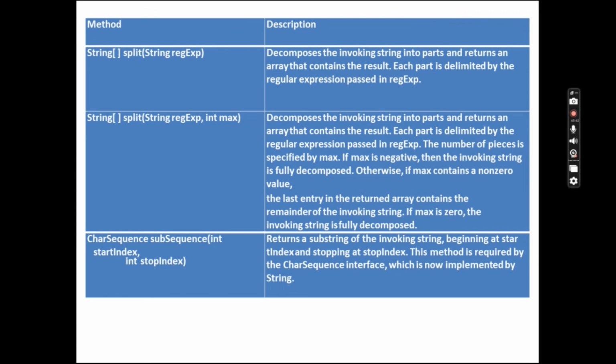The split method decomposes the invoking string into parts and returns an array that contains the result. Each part is delimited by the regular expression passed in regExp. With the second version of split, the number of pieces is specified by max. If max is negative, then the invoking string is fully decomposed. Otherwise, if max contains a non-zero value, the last entry in the returned array contains the remainder of the invoking string. If max is 0, the invoking string is fully decomposed.